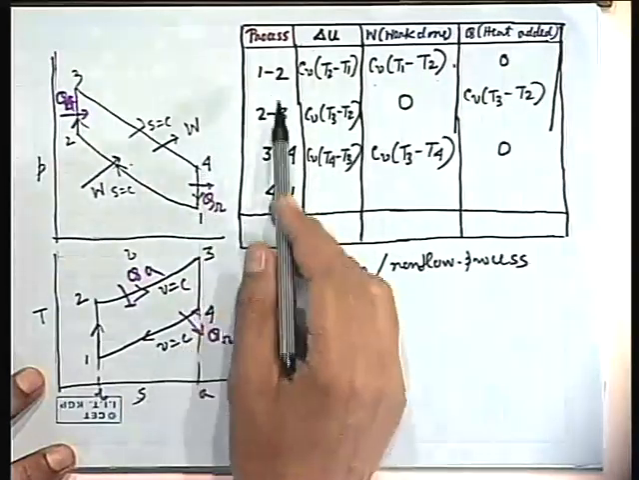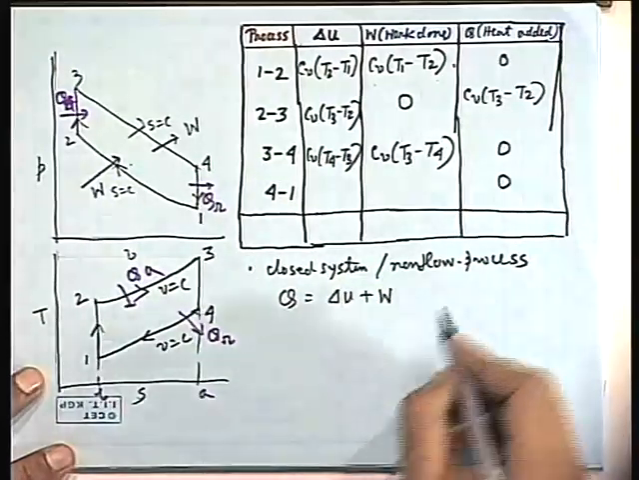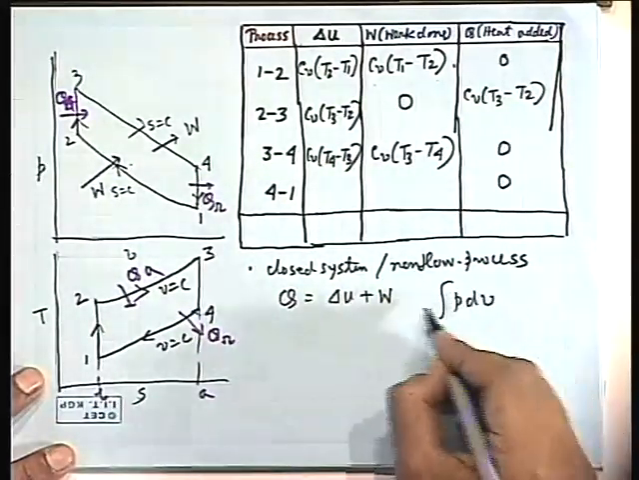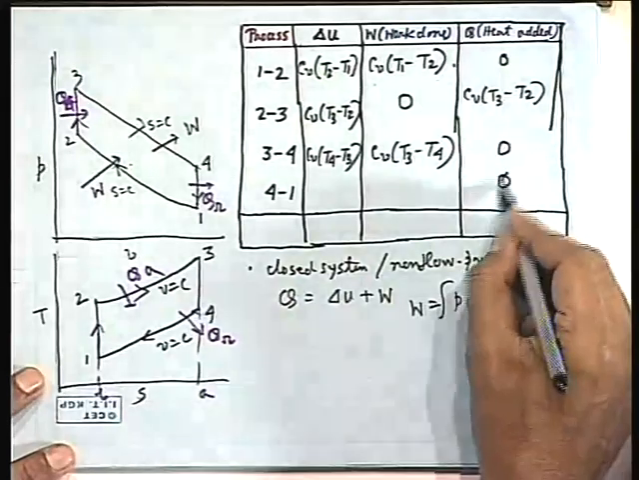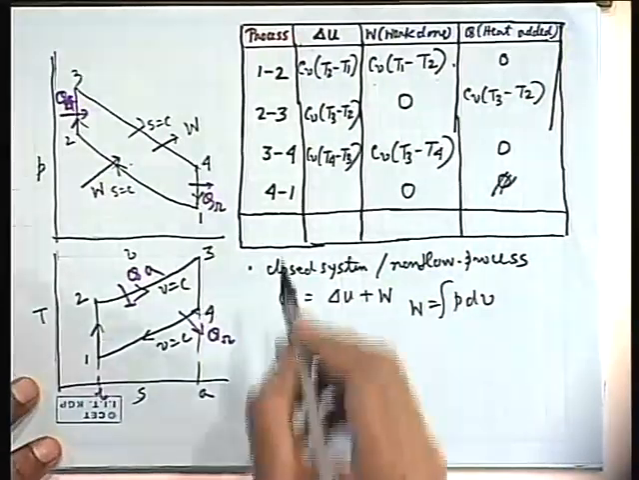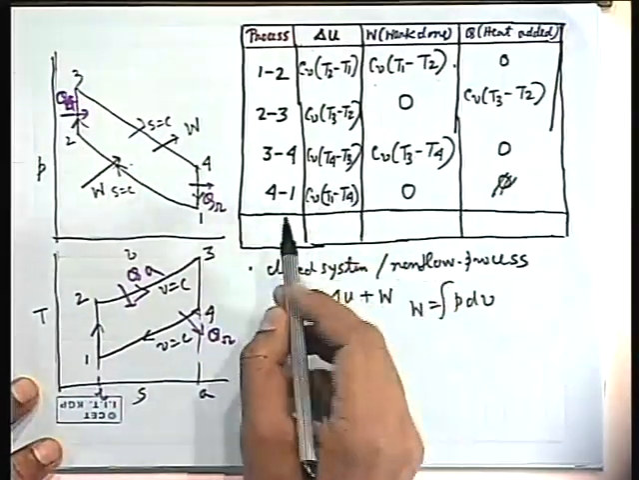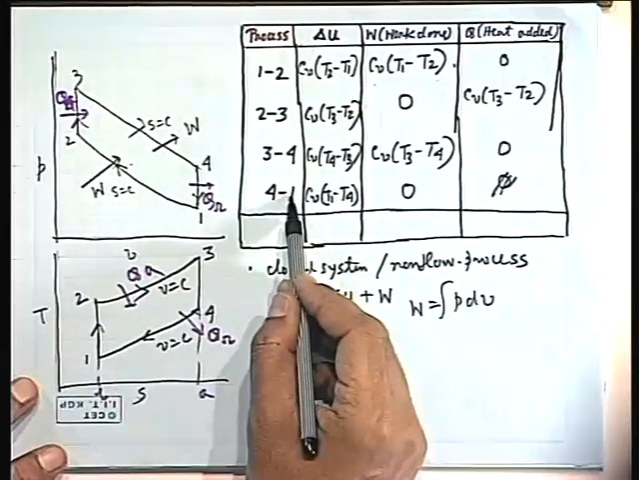Clear? Process 4, 1 is synonymous to process 2, 3, constant volume. Why is W 0? PdV. I am sorry, work done is 0. Very good. PdV, work done is 0. So then what is CV? This is always T1 minus T4. This is very simple, a child can do, that is the final minus initial.